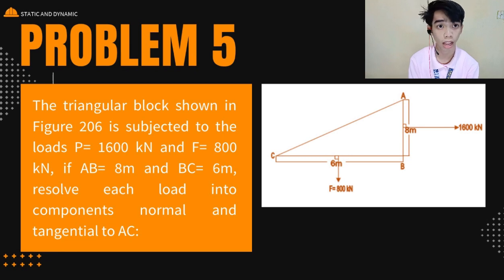So, let's go to problem 5. The triangular block shown in this figure is subjected to the loads P equal to 1,600 kN and F equal to 800 kN. If AB is equal to 8 meters and BC is equal to 6 meters, resolve each load into components normal and tangential to AC.